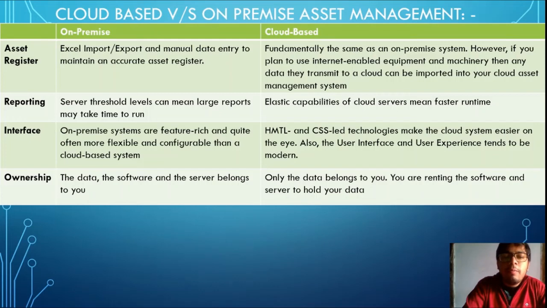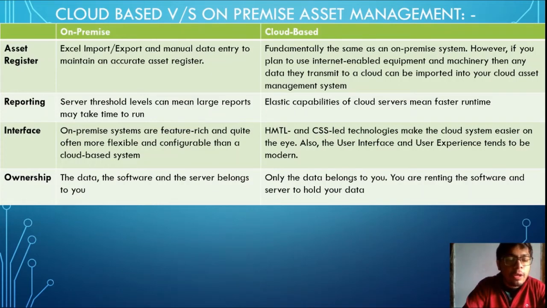And on-premises means they have the assets in their own area. But cloud means they are using someone else's hardware and software, as we discussed in the definition. So we can see the differences. We can go through them one by one.